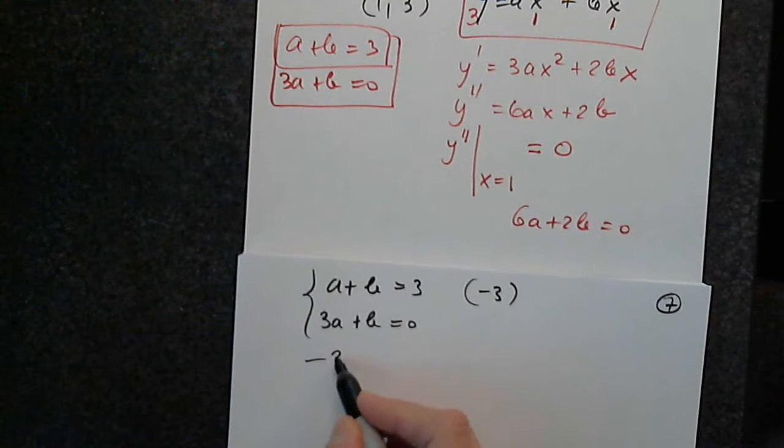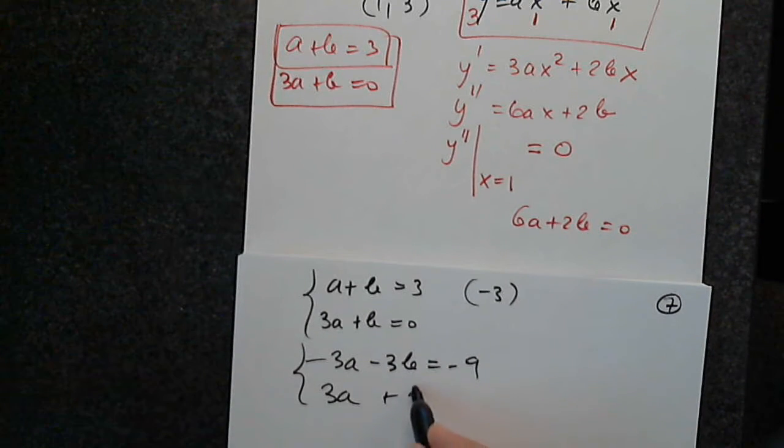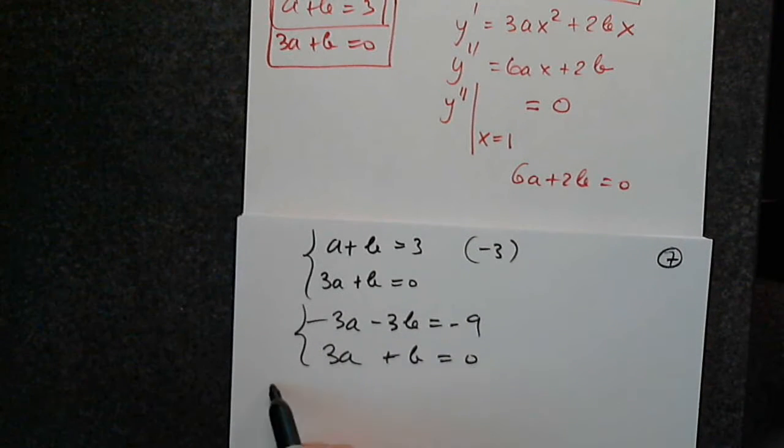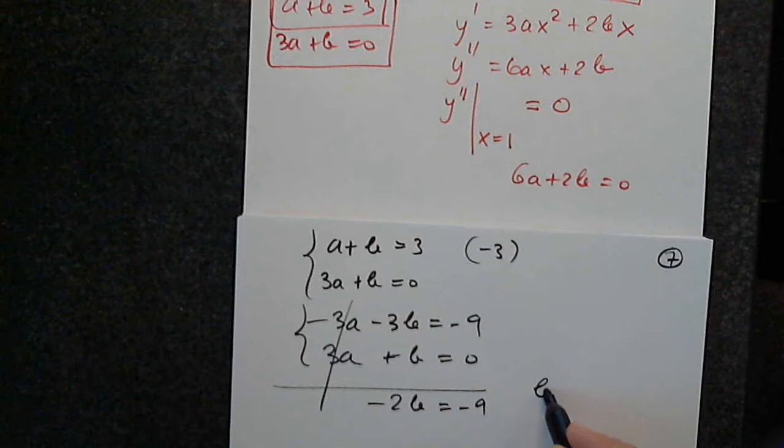Awesome. So negative 3a, negative 3b equals negative 9. 3a plus b equals 0. What now? Then you get rid of the 3a's. Then you have negative 3. See, I told you she does. She just wants to give me a heart attack every chance she gets.